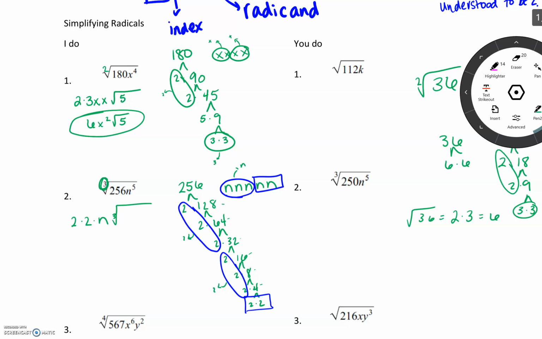Underneath the cubed root, we have a 2 times 2 left and an n times n left. So to simplify that, 2 times 2 is 4, n cubed root. 2 times 2 is 4, n times n is n squared. So this would be our final answer.